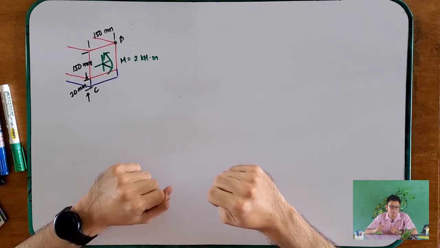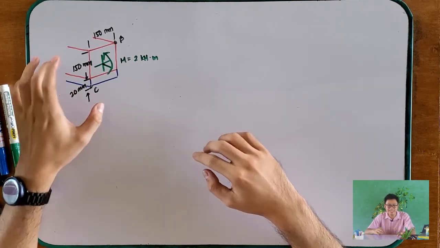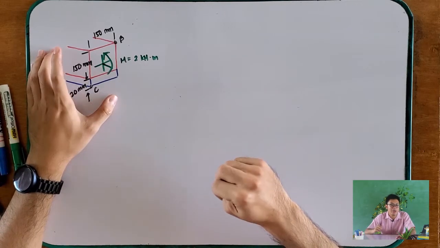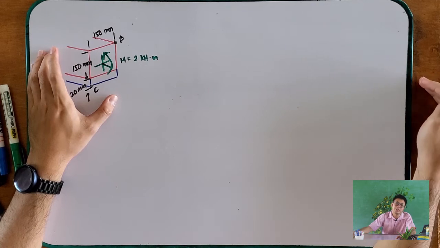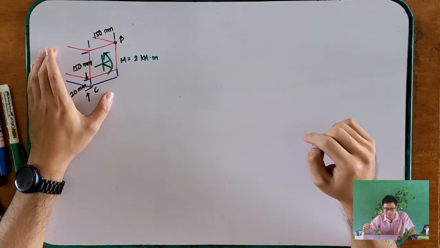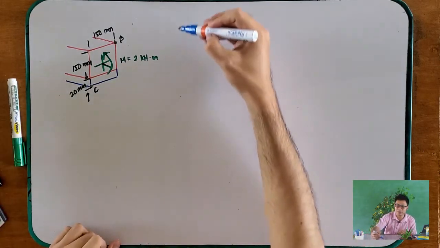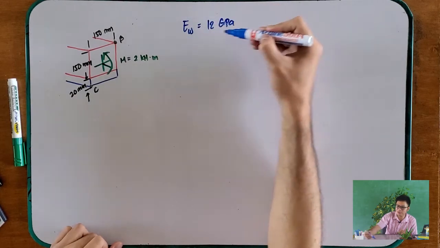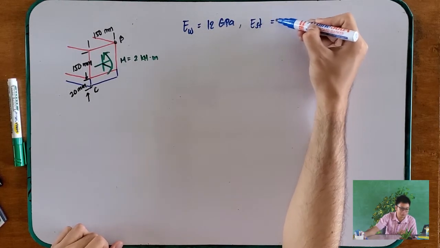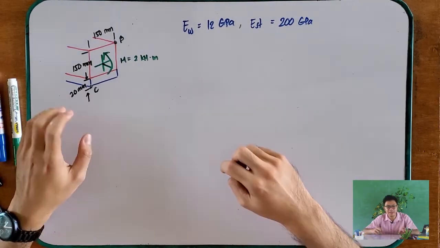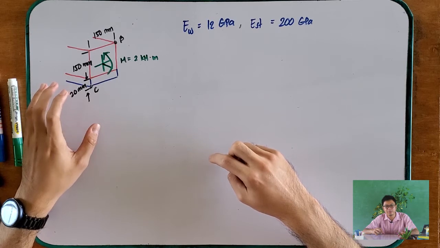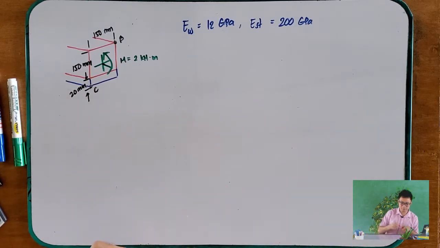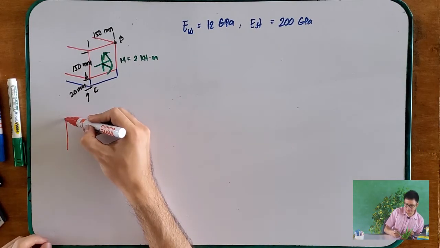Okay. So, what are we going to do? Since this one is not yet homogeneous, we have to make this one homogeneous to apply the flexure formula later on. And how are we going to make this one homogeneous? If given the modulus of elasticity of our wood to be 12 gigapascals and the modulus of elasticity of our steel to be 200 gigapascals, then how are we going to make this one homogeneous? Right? We have the whole cross section in front view.